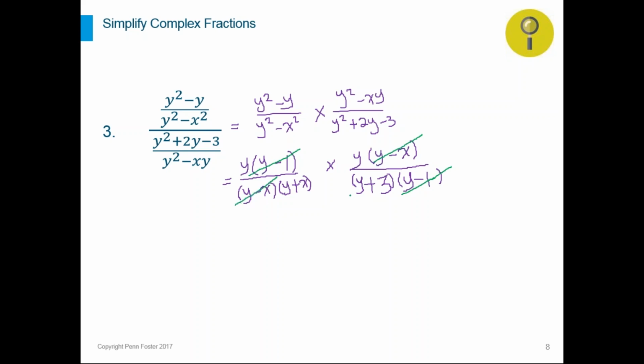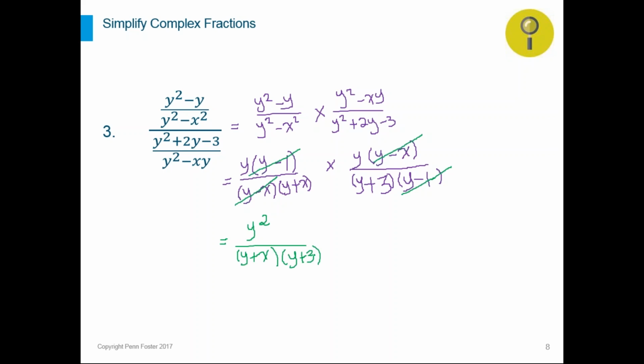Nothing else I'm able to eliminate. Remember, y and y will not cancel out together because both of them are in the numerator. One has to be up and the other has to be down in order to eliminate them. So far I have y times y, which is y squared, over the leftover here, y plus x, and the leftover there, times y plus 3.